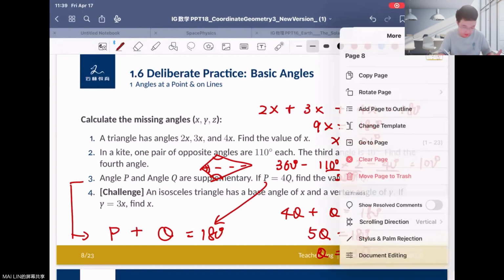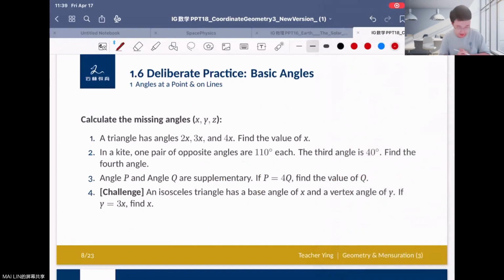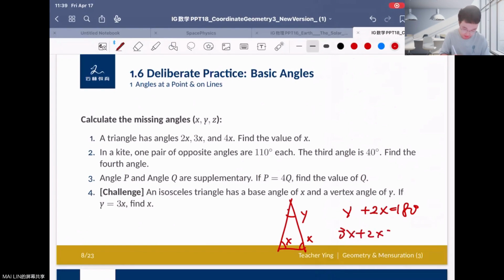And for the last problem here, an isosceles triangle has a base angle of x and vertex angle of y, right? And if y equals 3x, find x, okay? So maybe you can try to draw this, here is y, and here's x, and here's x. We knew that y plus 2x equals 180 degrees. That is because of the triangle's interior angles rule, right? And because y equals 3x, you can just put it inside. That is 3x plus 2x equals 180 degrees. So 5x equals 180 degrees. So x equals 36 degrees. Okay, that is for this problem.